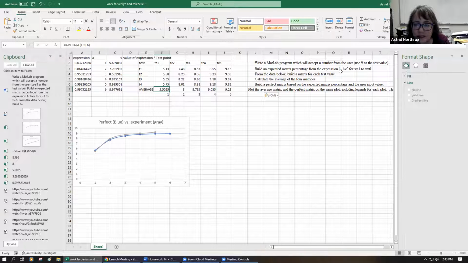This is the perfect, where x is plugged in for 1, 2, 3, 4, 5, 6. And then whatever that number comes up to be is multiplied by 9. That gets plotted against 1 through 6. Then each one of these test runs has 4 values because there have been 4 tests run on each point. And those numbers get plotted against their test run, and then the 2 are compared in the graph.